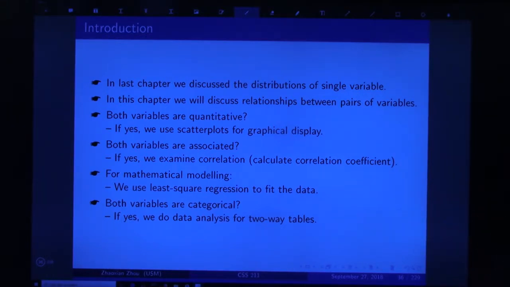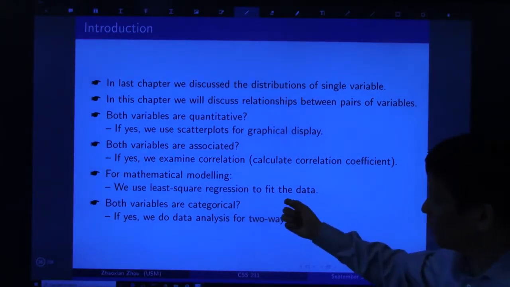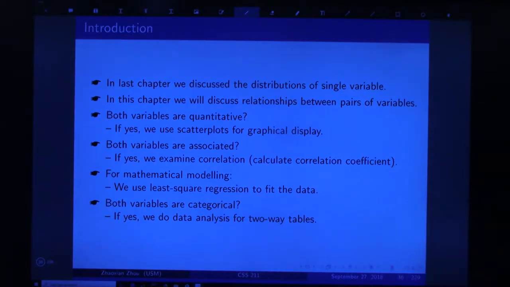Sometimes we need to know more about the relationship between the two sets of data, for example, to predict one set from the other. In that case, we are going to use mathematical modeling, and we can use a regression technique. Specifically in this class, we are going to discuss least squares regression to fit the data and use the regression line to predict the data.